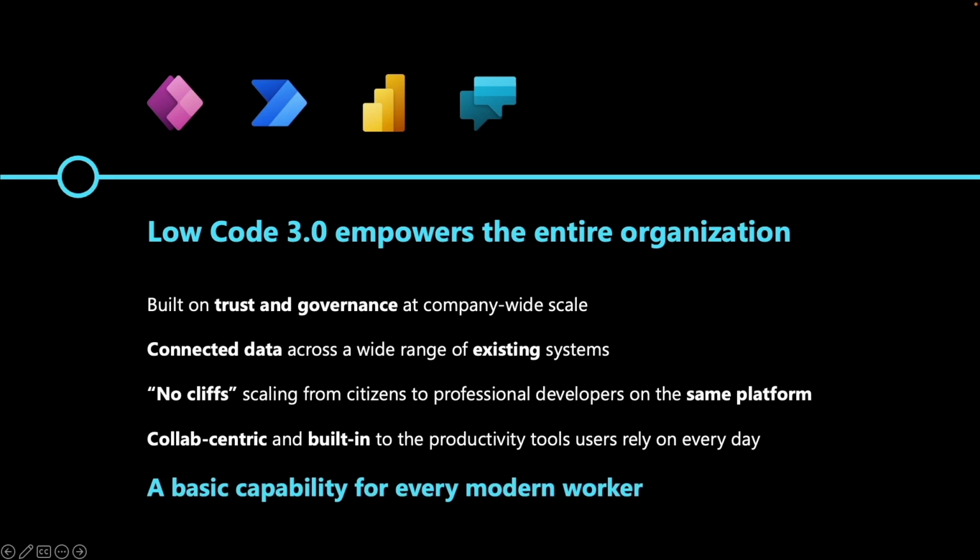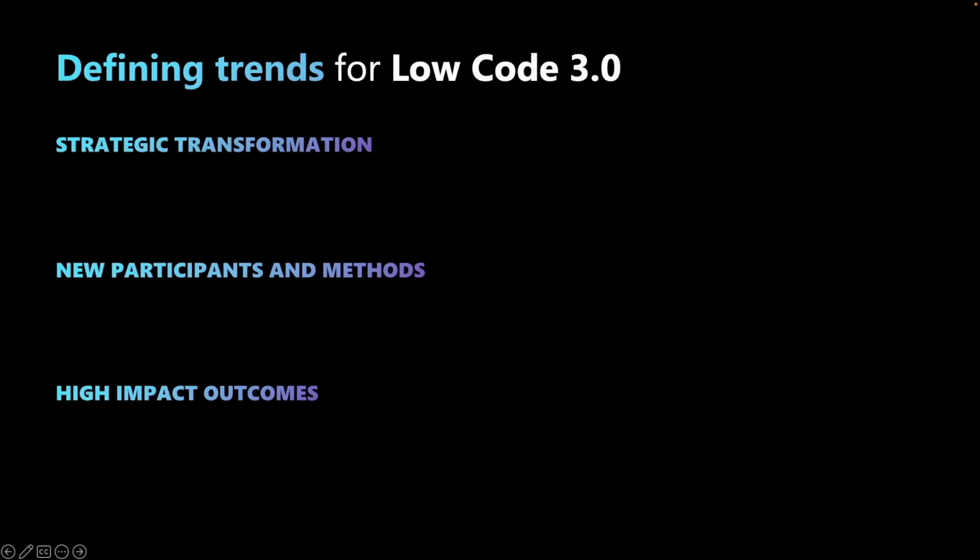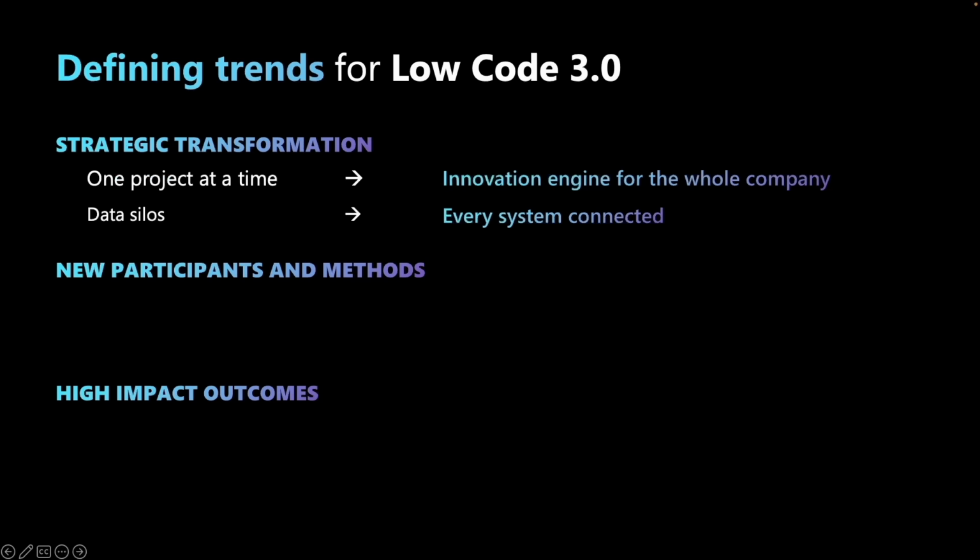So let's talk a little bit more about this low-code 3.0 concept and some of the defining trends. These top trends are strategic transformation, new participants and methods, and high-impact outcomes. This is about moving from one project at a time in data silos into an innovation engine for your entire company and every system being connected.